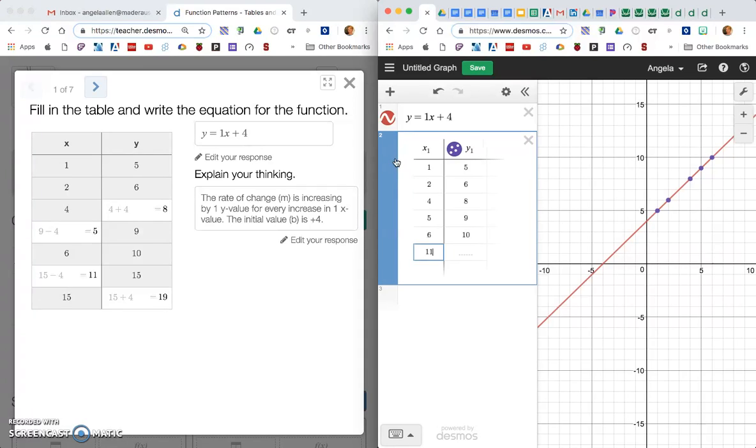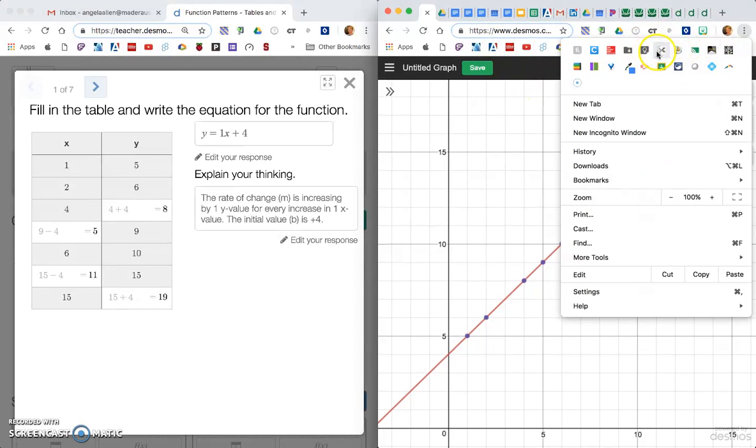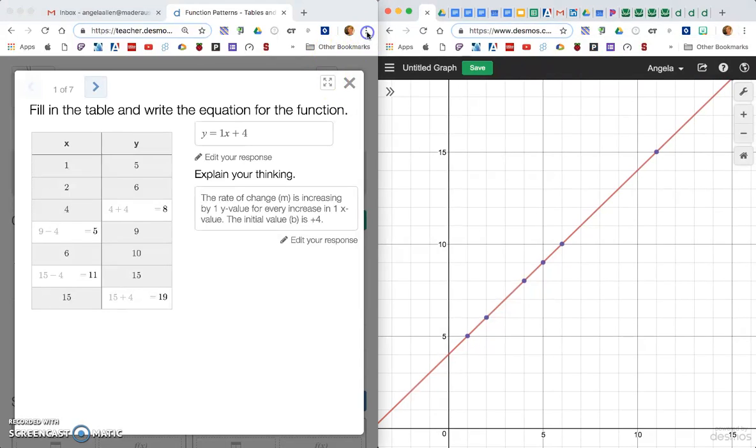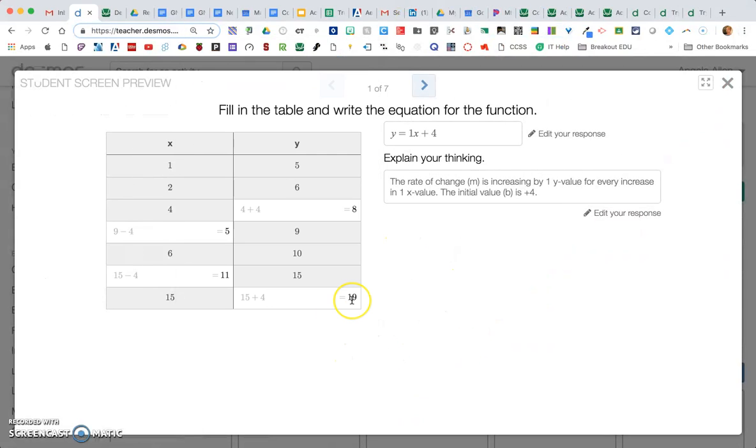And as I go along, what I should find is that all of my points end up on my line that I've plotted. And that checks out to make sure that, yes, I did in fact put in my values correctly for my table. And I also redid my equation inside the box correctly.